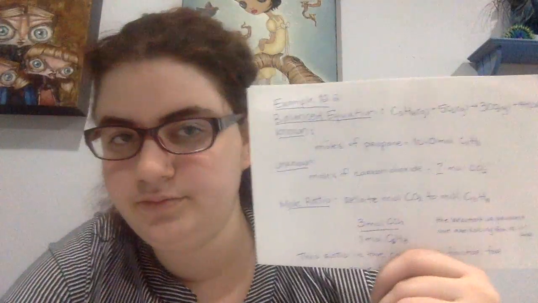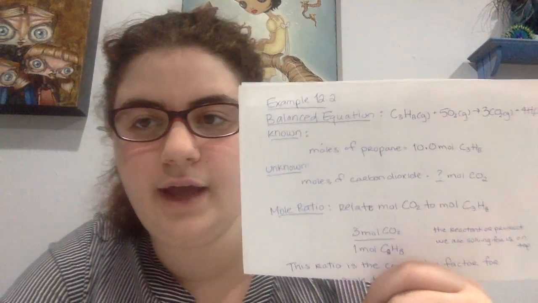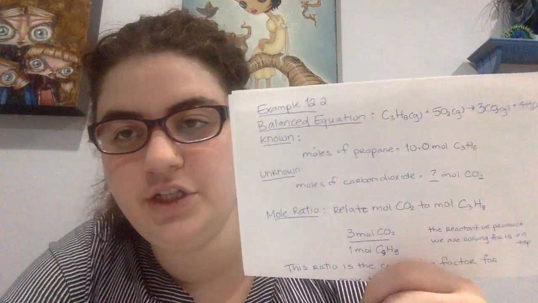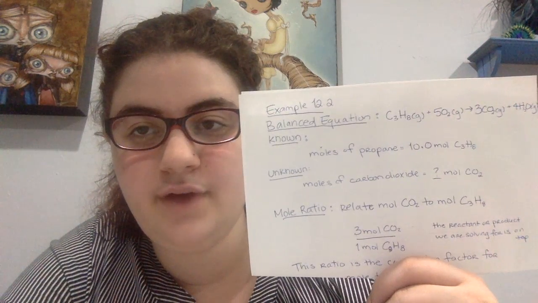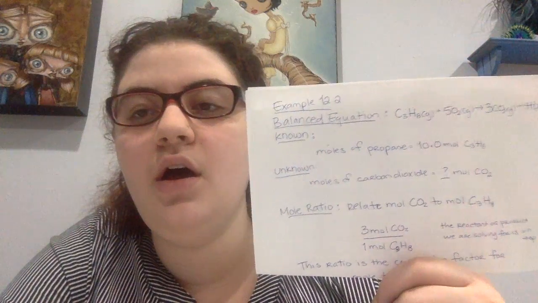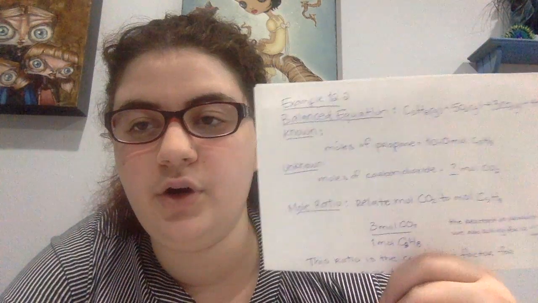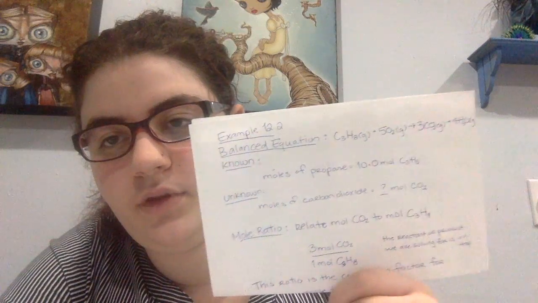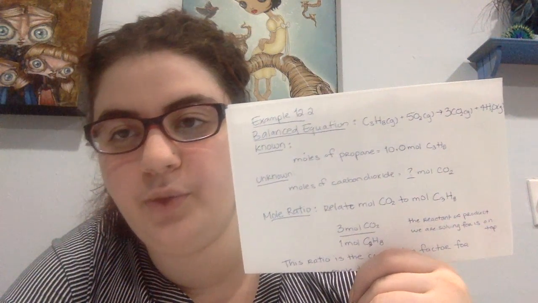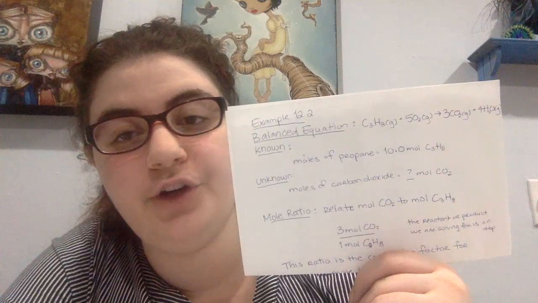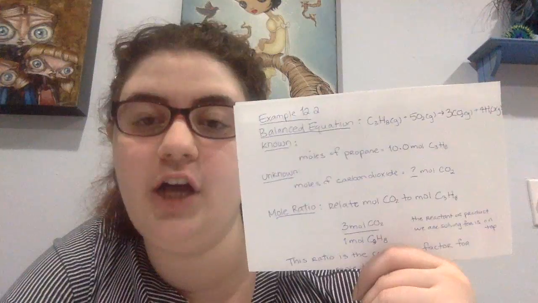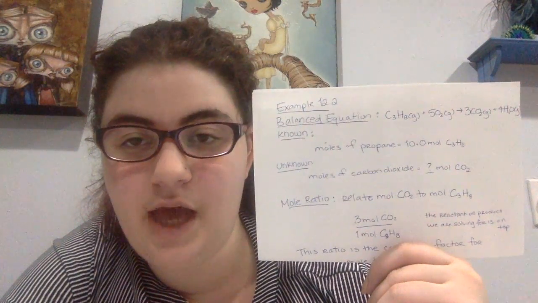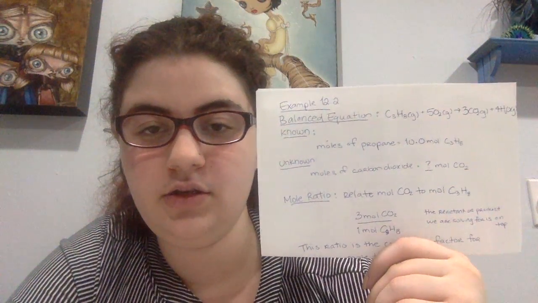We're going to start with our balanced equation and our knowns and unknowns. So the equation is the same as last time. We have 1 mole of propane, 5 moles of oxygen, creating 3 moles of carbon dioxide and 4 moles of water. So our known is the moles of propane, which we have 10, and our unknown, which is what we're solving for, is how many moles of carbon dioxide that creates.